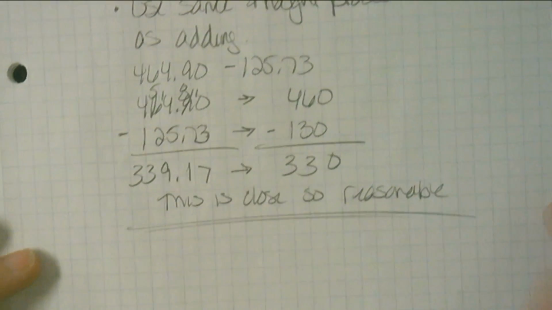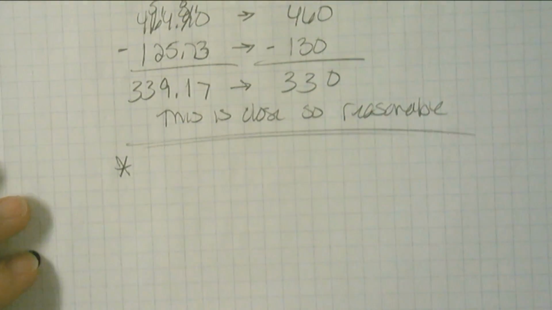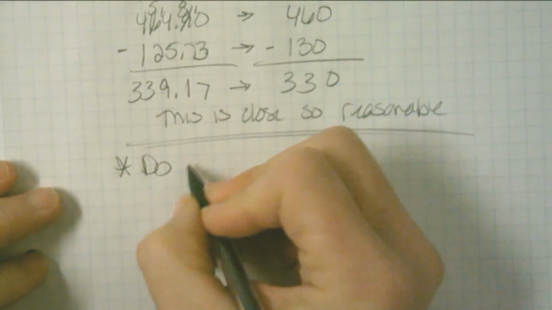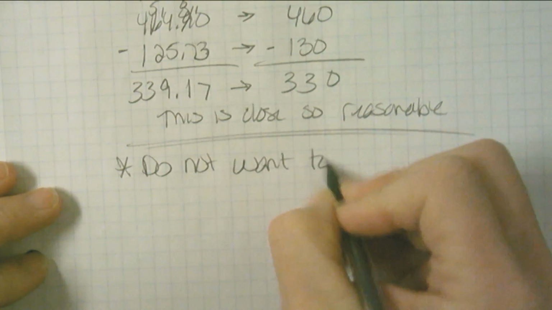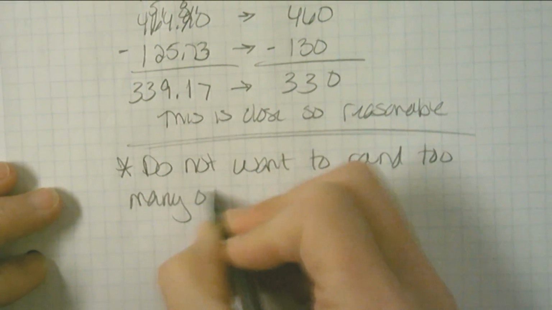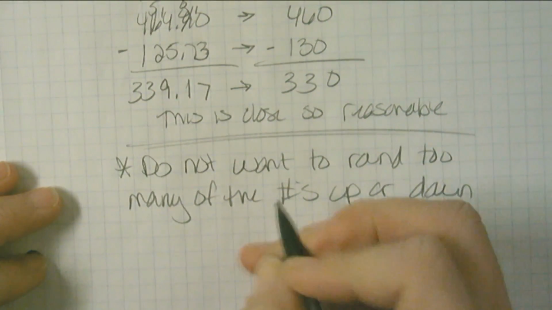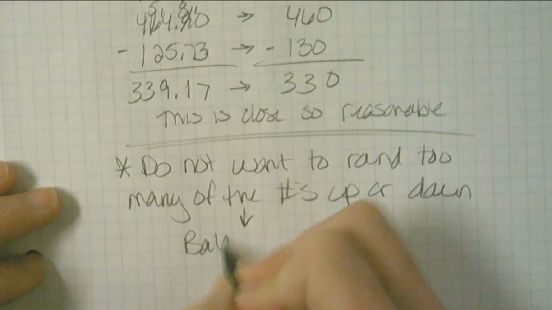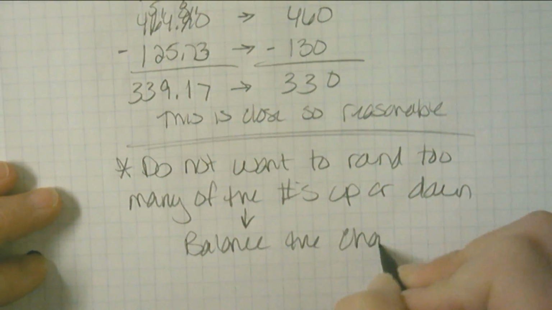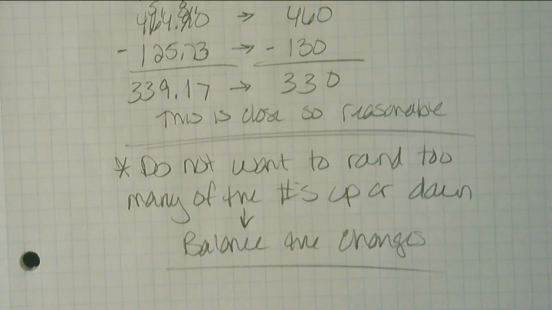It's really important that you focus on this. We don't want to round too many of the numbers up or round too many of them down when adding or subtracting. We need to balance the changes. Does that make sense to you guys? Balancing the changes? Do you understand what I mean by that? So if we have three numbers, we don't want to round them all up. Be careful.